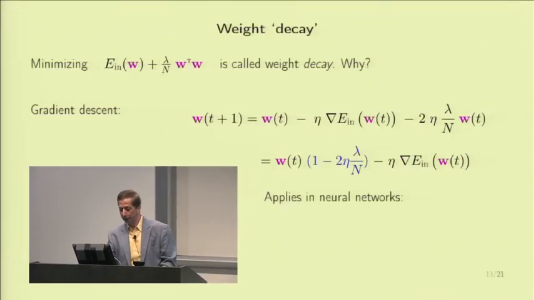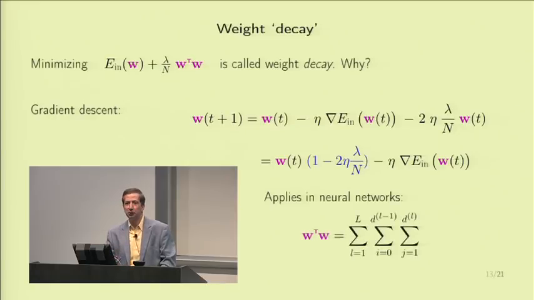Okay, and it applies to neural networks, and all you need to remember in neural networks is that the W transpose W is a pretty elaborate sum. You have to sum over all the layers, all the input units, all the output units, and you sum the value of the weight squared, okay? So that's what you have, okay.